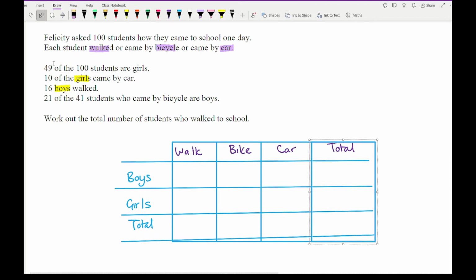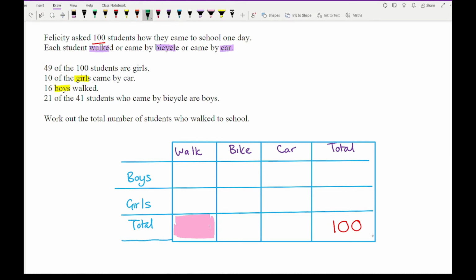So what this question's asking us to do is to find the total number of students who walk to school. So whatever number is going to be in this box here is going to be our answer. So let's start by completing the table. So we know that Felicity asked 100 students in total. So this number here is going to be 100. Now that line is going to annoy me, so let me just get rid of it. Let's just stick a freehand line under the total. There we go. So that's our one bit of information filled in.